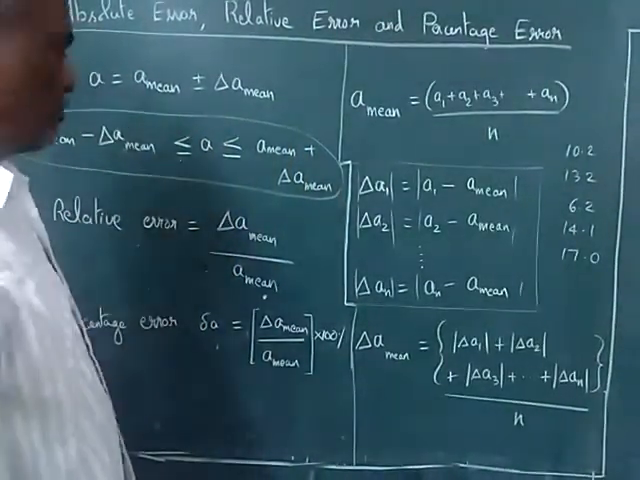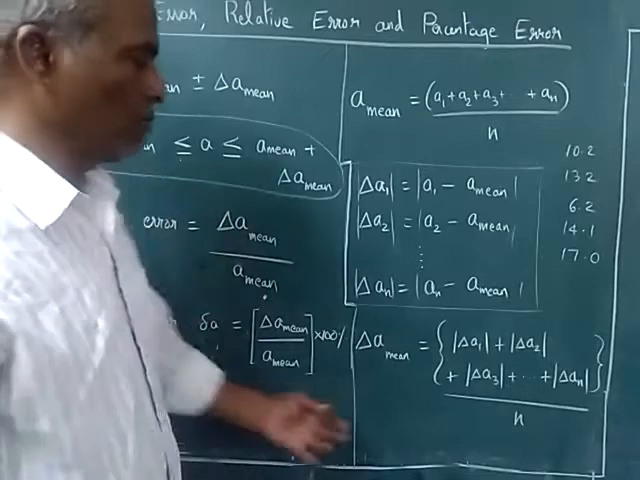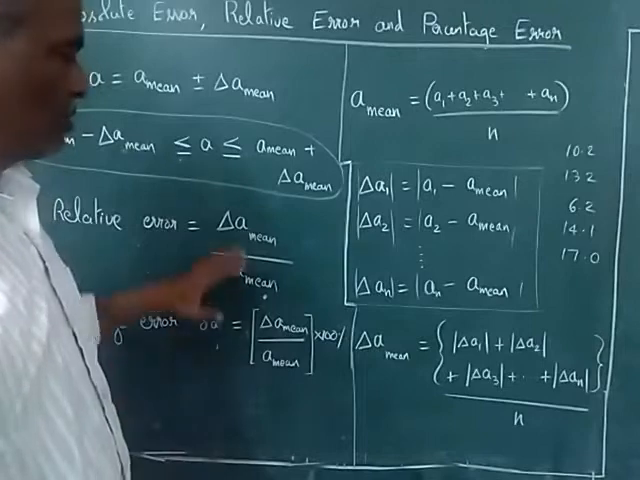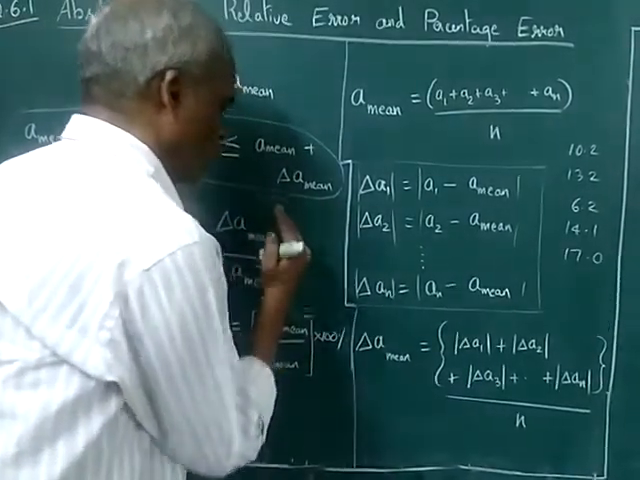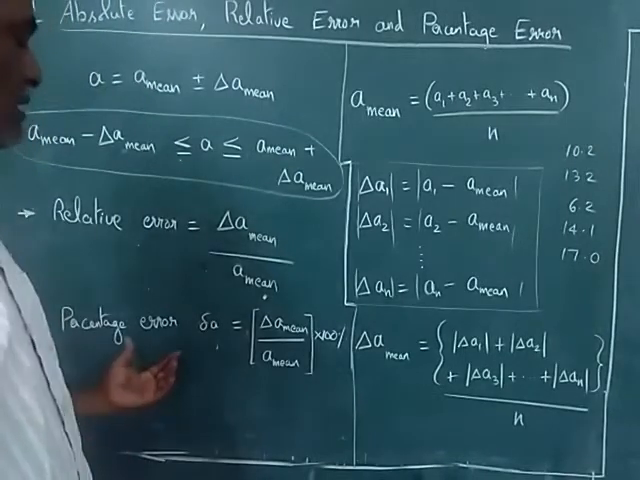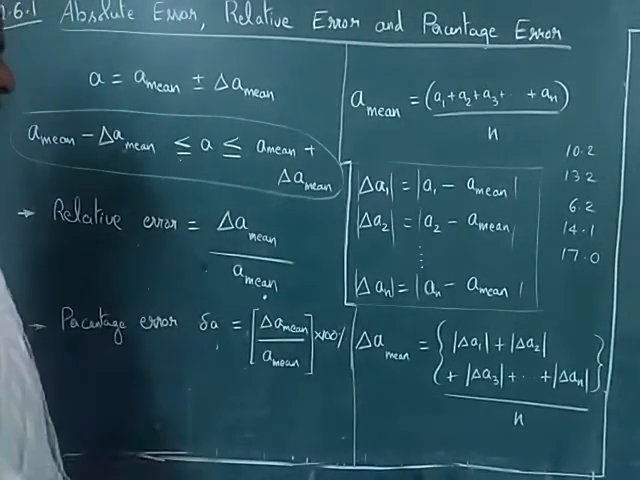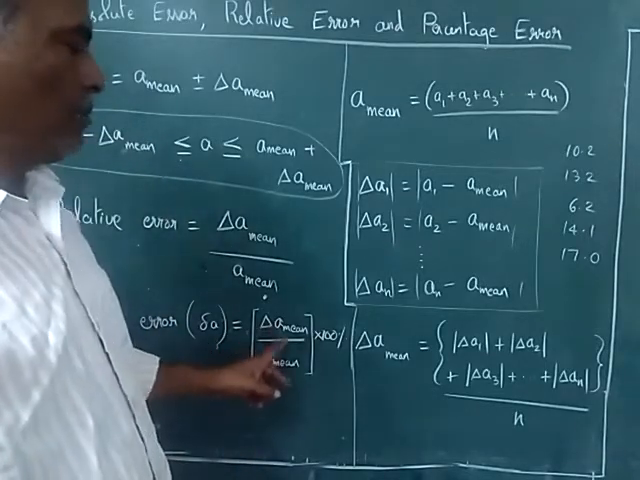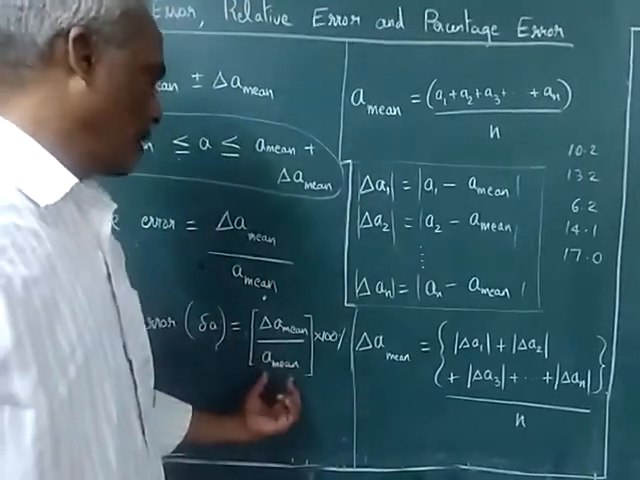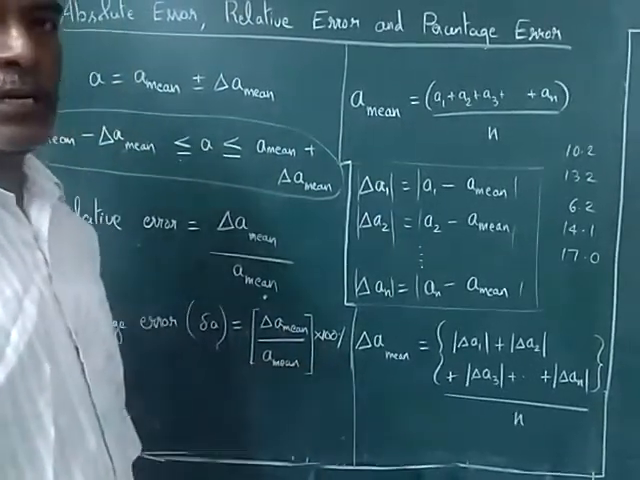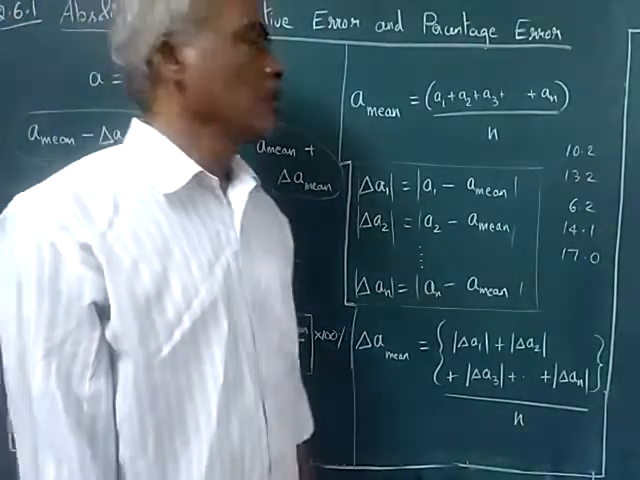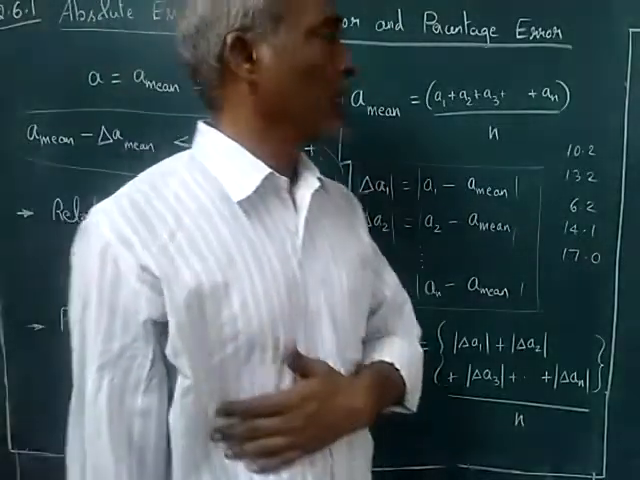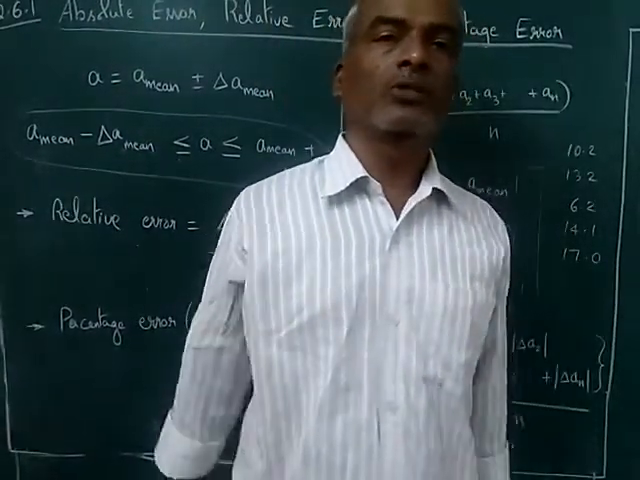Then we define what relative error is. Relative error is nothing but del A mean divided by A mean. Mean means average. Now if you multiply this value by 100, you will get the percentage error, which is denoted by del A. So del A is the percentage error, given by del A mean divided by A mean, multiplied by 100. That's all about this topic on absolute error, relative error and percentage error. Hope you have understood the topic.